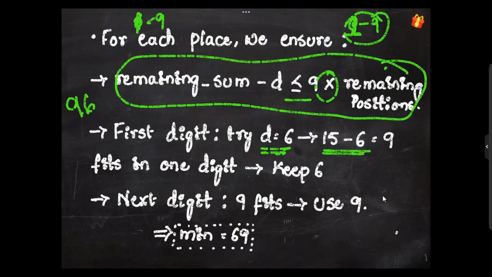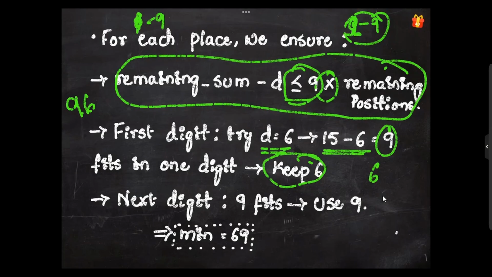So this fits in one digit, and we will keep 6. We keep the 6 because we got 9, which is less than or equal to 9. Remaining sum minus d is less than or equal to 9, so we will keep the value 6.